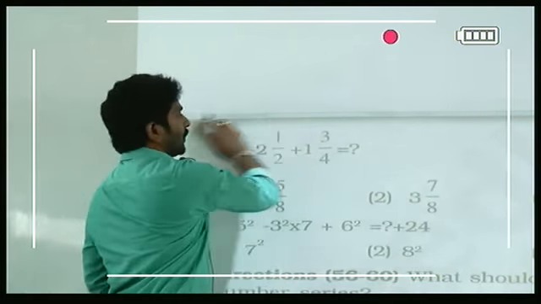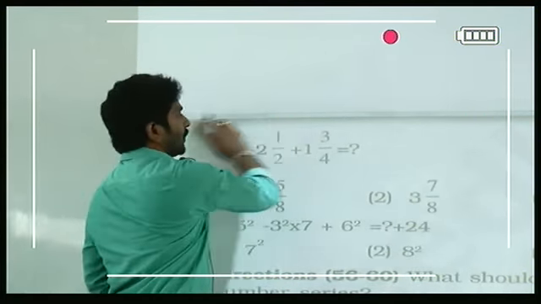Mixed fraction addition and subtraction. Take first integer values, only integers. 4 minus 2, 2. 2 plus 1, 3. And then concentrate on fractions. 7 by 8, minus 1 by 2, plus 3 by 4.